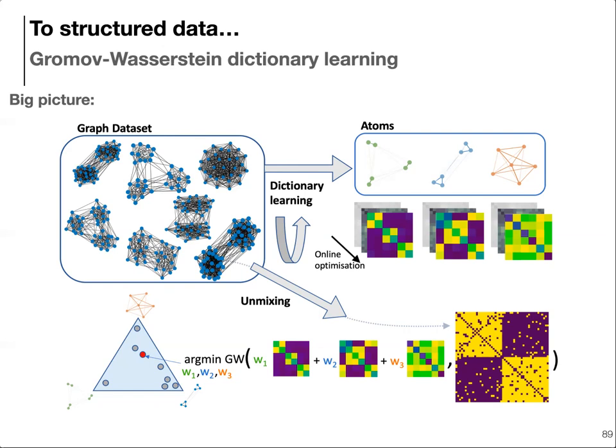If I want to be a little bit more precise, if you have a fixed dictionary, then each graph in my data set can be represented by this vector of W values. So we are learning another representation of my graph as simply a decomposition over a specific dictionary of smaller graphs.